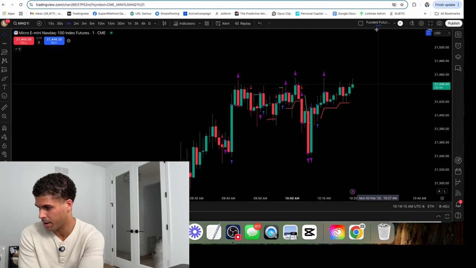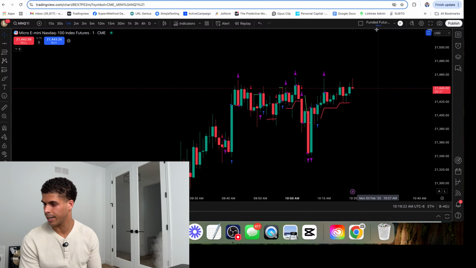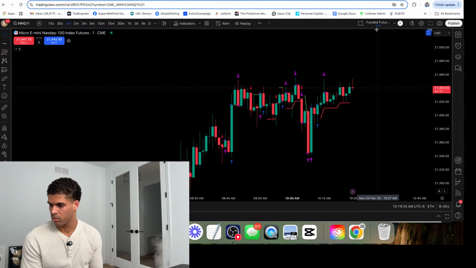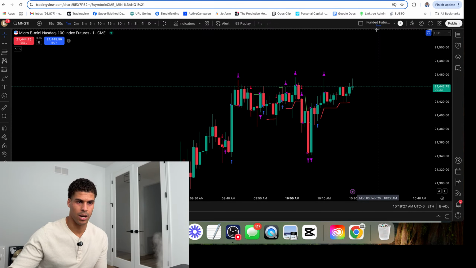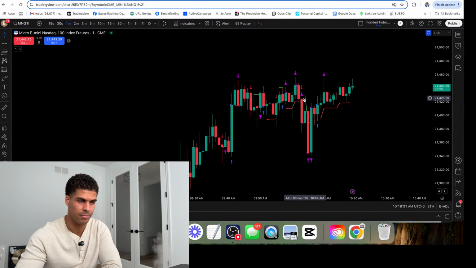Austin asks, can we trade this manually? Just the indicator, not a bot, for prop firms. You could, Austin. Yeah, you could. So when you get like a blue signal here, a blue arrow, you go long. Red, you go short. You could absolutely do that.